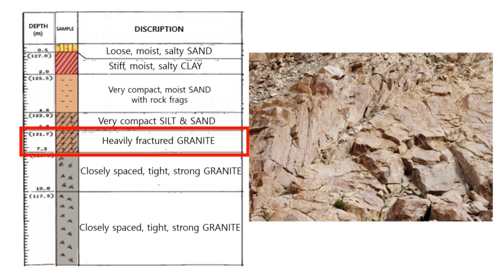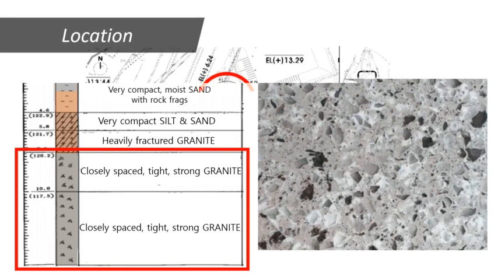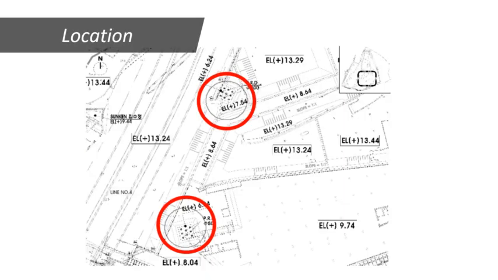Up to 7.3 meters, it consists of heavily fractured granite. Below 7.3 meters, it consists of closely spaced, tight, and strong granite. That's why we had to use the PRD construction method, not SDA, because of the strong granite. The PRD technique is used to pierce everything regardless of the ground level.